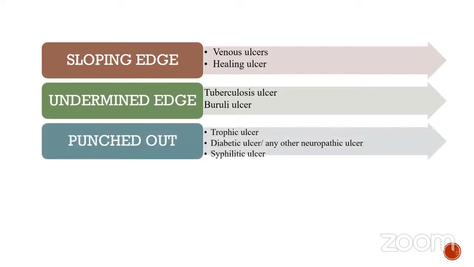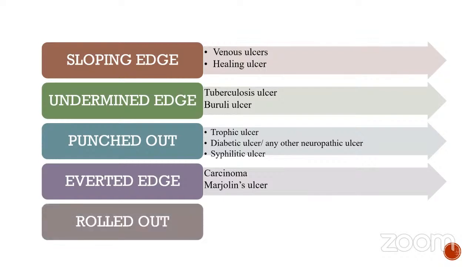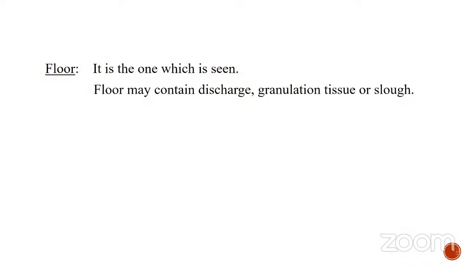So punched out edge is seen in trophic ulcers, diabetic ulcers, or any other neuropathic ulcer, and even in syphilitic ulcer. Everted edge, as I told, is a feature of carcinoma. It's also seen in marginal ulcer. This marginal ulcer has the tendency to become carcinomatous. That's why it has that characteristic everted edge. Then rolled out edge is a feature of BCC, basal cell carcinoma. So these are the main 5 types of edges, and these are the examples of ulcers which have this typical edge. So next, we'll move to the floor.